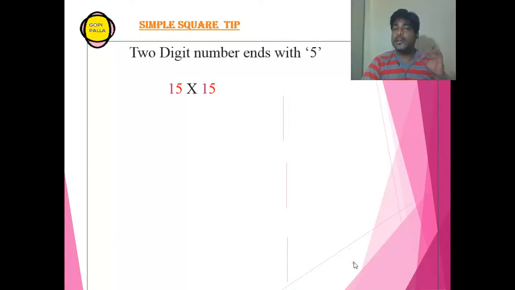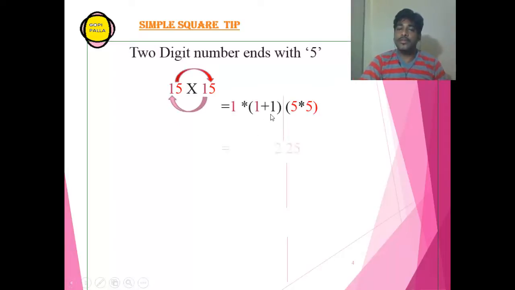So the example is 15 multiplied by 15. The tip is to always keep in mind that the last 2 digits of the answer are 25, that you remember, and the other digits are the first digit multiplied by the first digit plus 1. So 1 multiplied by 2 is 2, and 25 is fixed, so 225 is the answer.